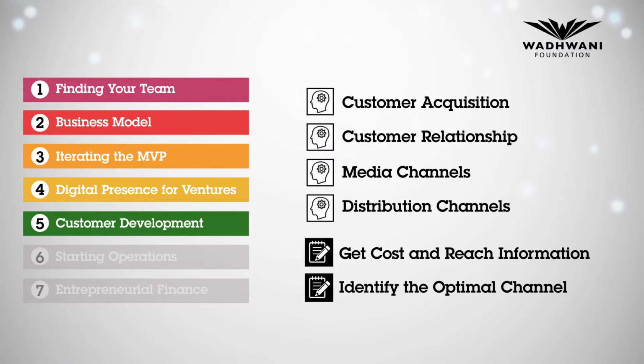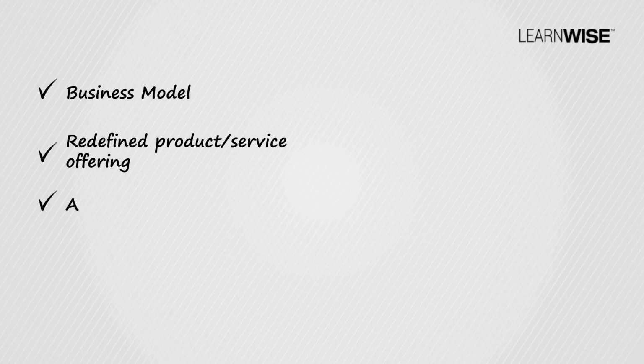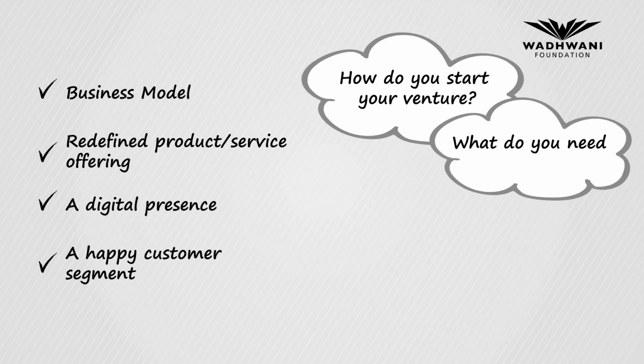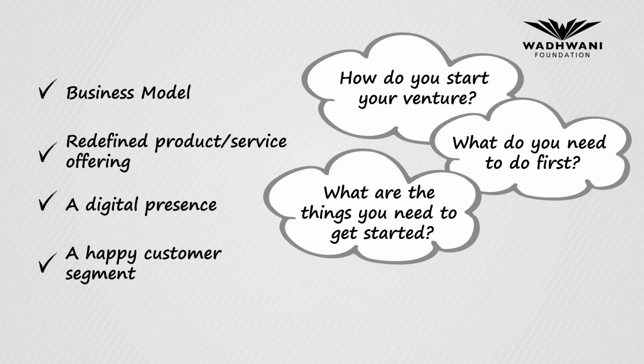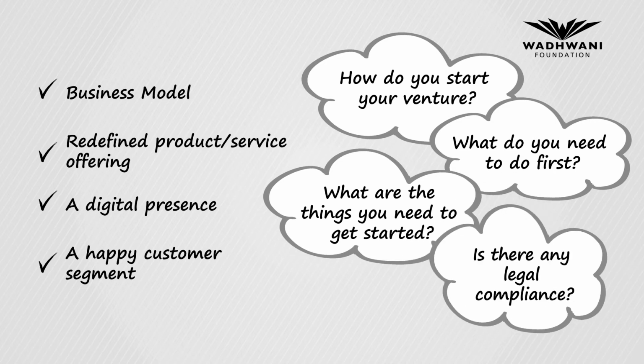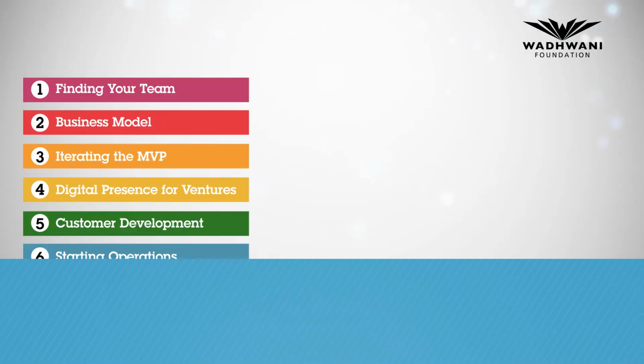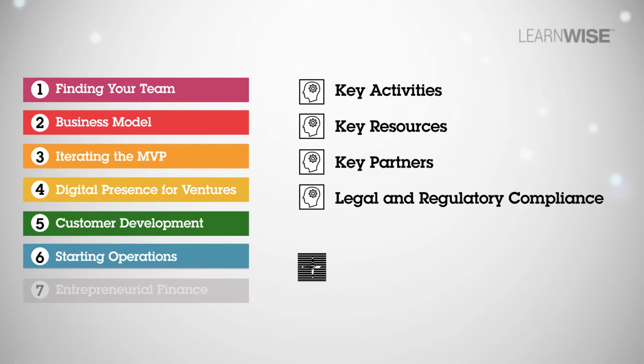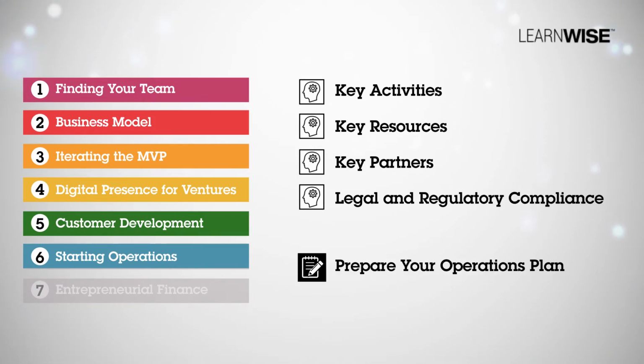channels. Well, you now have your business model in place, your redefined product or service offering, a digital presence, a happy customer segment. But how do you start your venture? What do you need to do first? What are the things you need to get started? Is there any legal compliance to be met? In Lesson 6, you will learn about key activities, key resources, key partners, and legal compliance. This lesson has one assignment: prepare your operations plan.